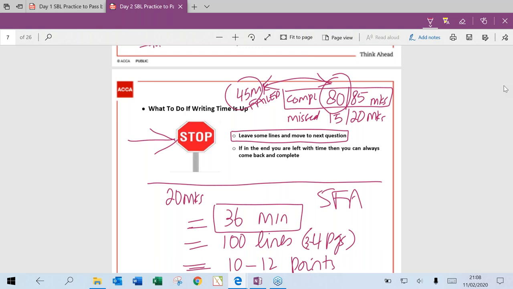On the writing side, we have exactly 3 hours. We will spend 1.8 minutes per mark, and as soon as the allocated time is up, we will stop writing, leave some space, and move to the next question. In terms of length of your answer, the ideal rule of thumb is 5 lines per mark, plus minus a little bit. And in terms of number of points, 1 point generally carries 2 marks.